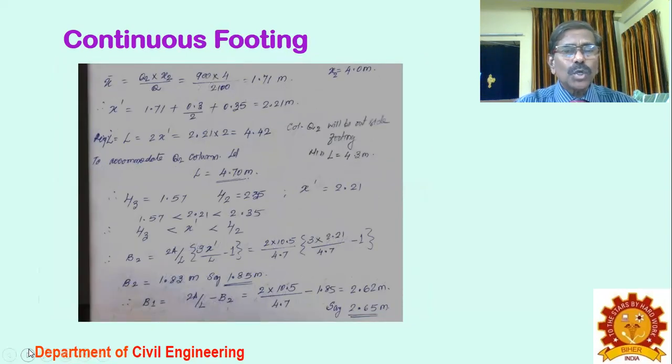So your X bar is equal to 1.71, and X bar is equal to 1.71 plus 0.3 plus 0.35, which is 2.21 meters. So your length is equal to 2 times X bar, which is equal to 4.42, and length is equal to 4.47. From the original formula you can substitute all those values. So L by 3 equal to 1.57 and L by 2 equal to 2.35, X bar is 2.21. You get B2 equal to 1.85, B1 is equal to 2.65, and that is the size of your footings.